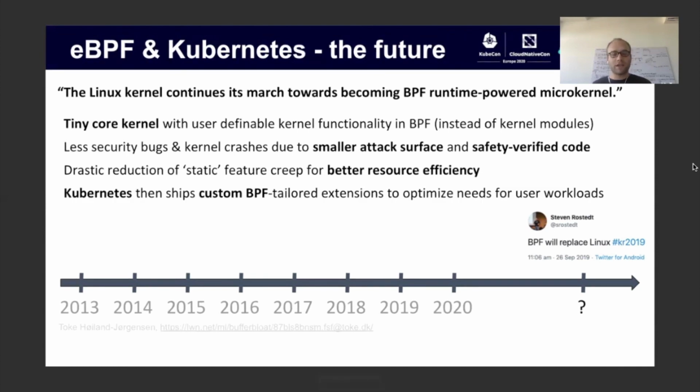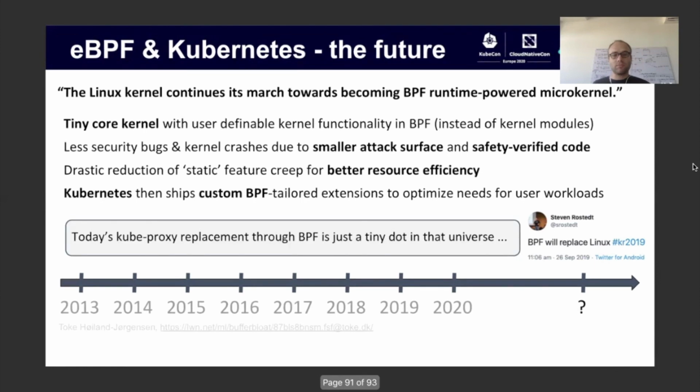You can think of it like that: potentially in the long term, Kubernetes could even ship custom kernel extensions that it needs depending on the underlying workload, whether it's running in a data center or on a small embedded system. You can think of the kubeproxy replacement that I mentioned here as one example where BPF can help, just a tiny dot in that universe of possibilities.